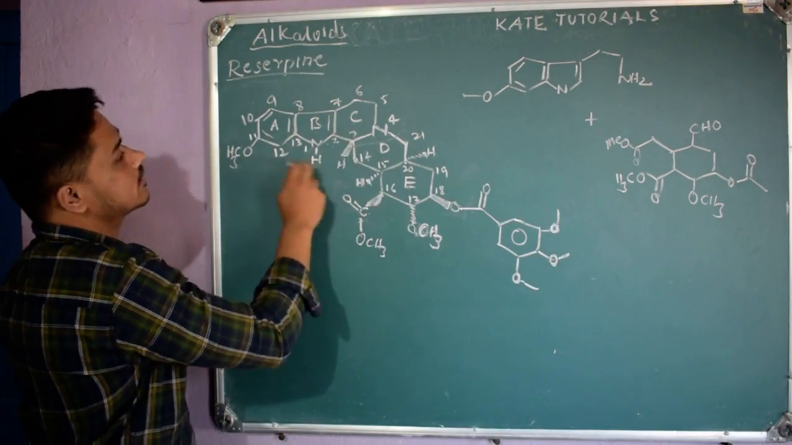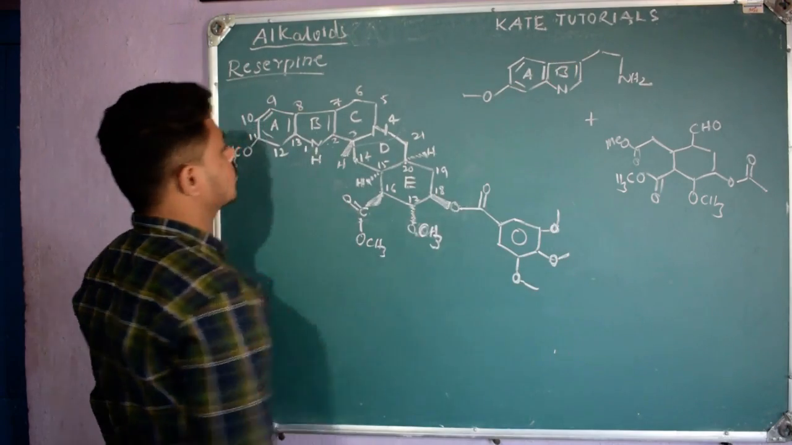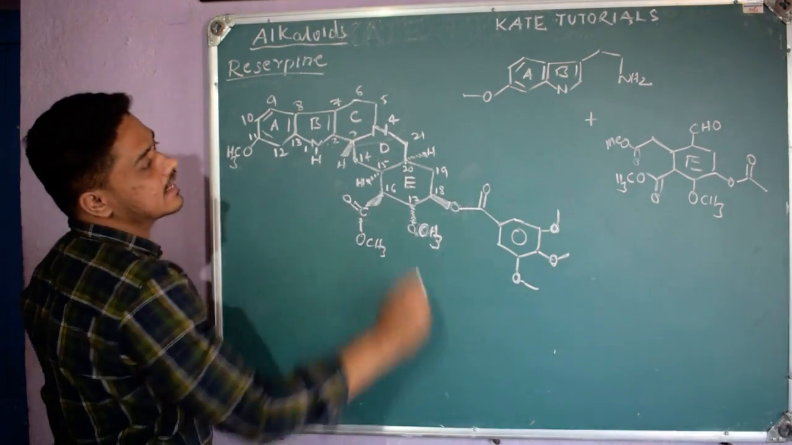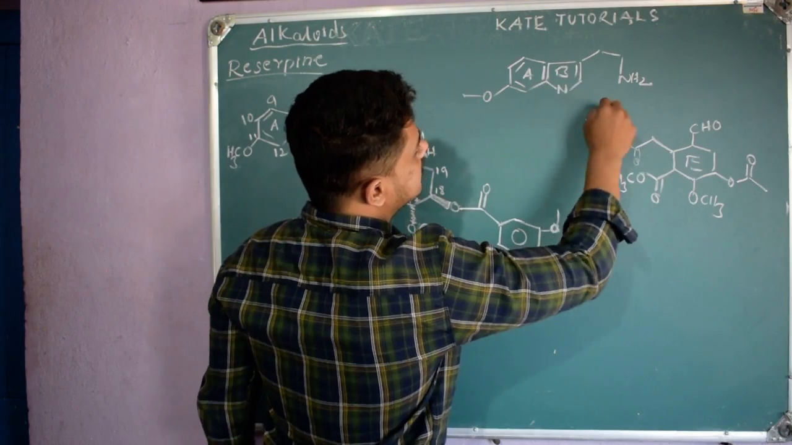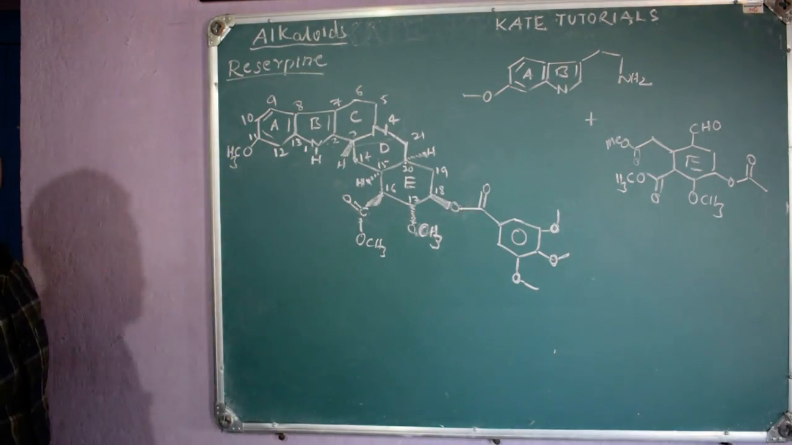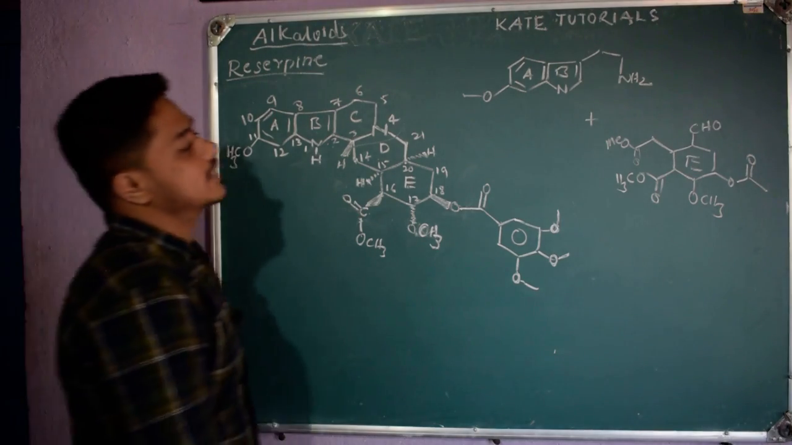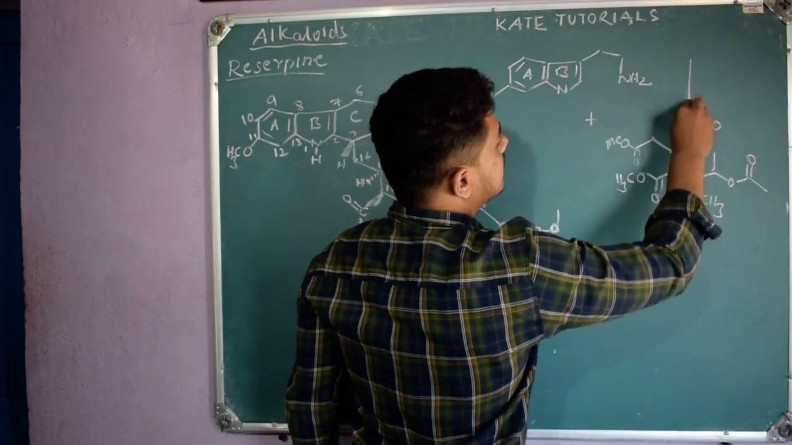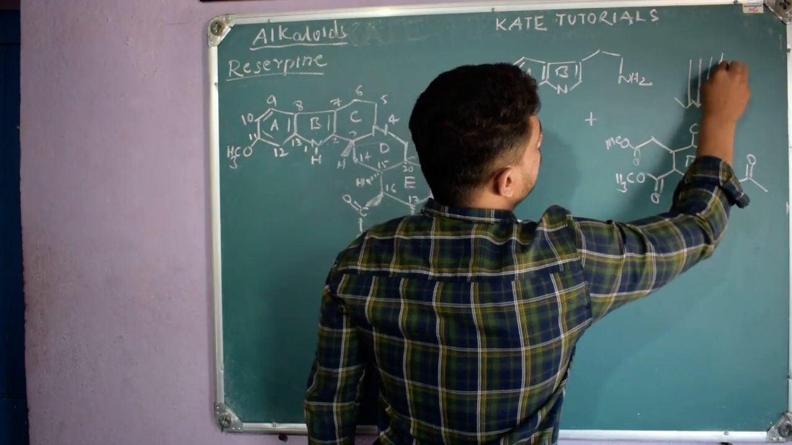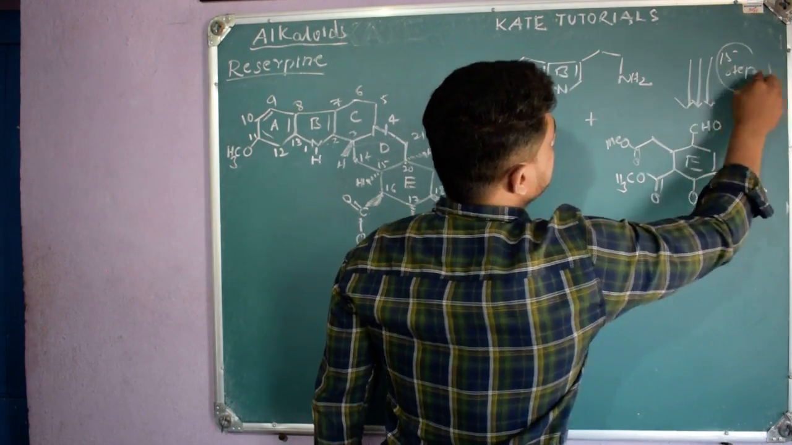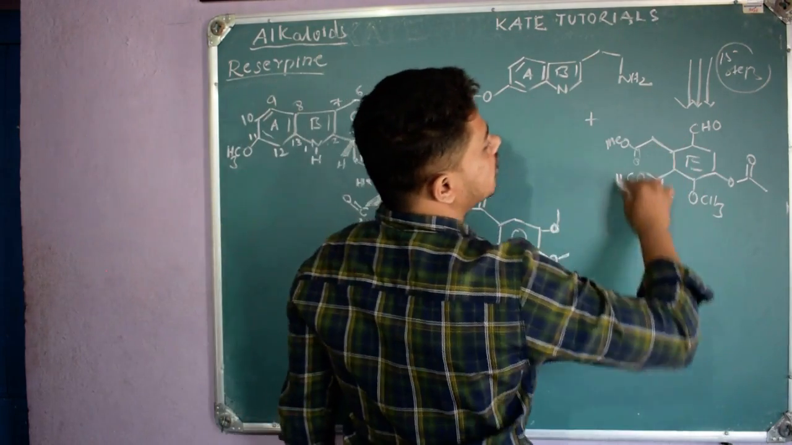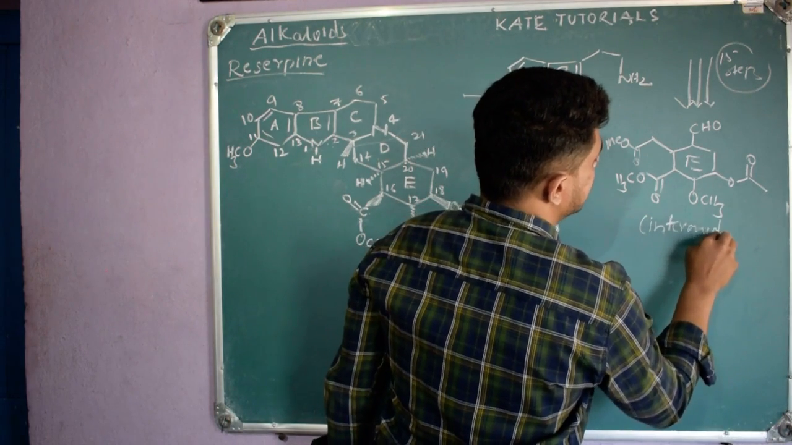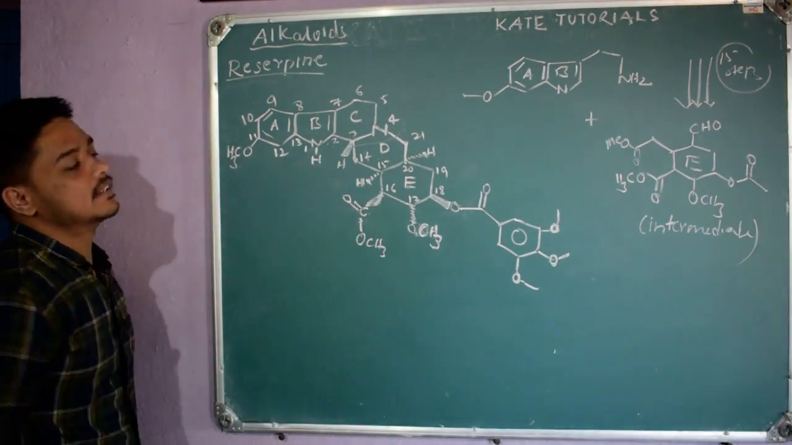If you see, this ring is nothing but A and B, two rings, and that one is ring E. Now we have to synthesize this C and D ring, because A, B, E is there, and we have to form the C and D rings. That we are going to do. This intermediate we won't get as a starting material. They synthesized it by doing 15 steps. After doing 15 steps of reaction, they got this product. So this product we call the intermediate for the synthesis of this Reserpine.